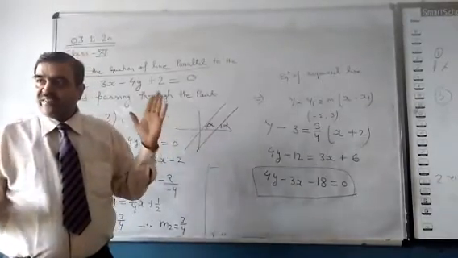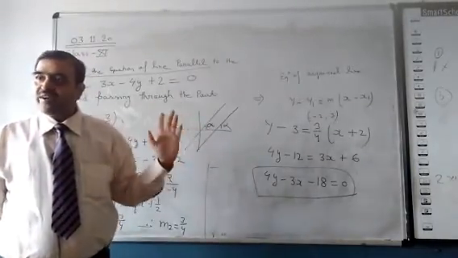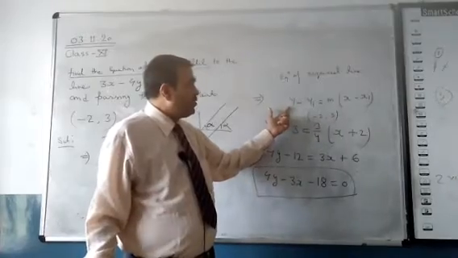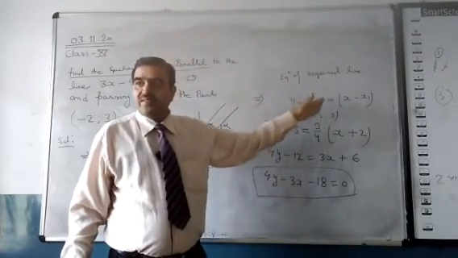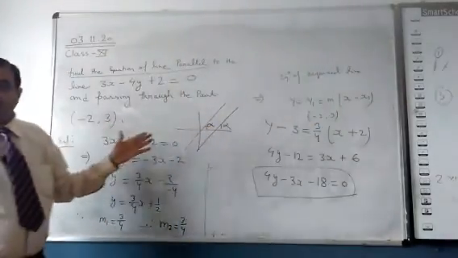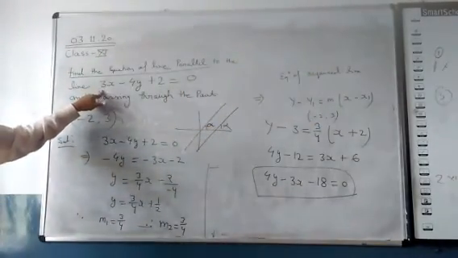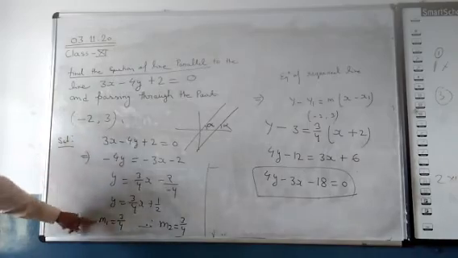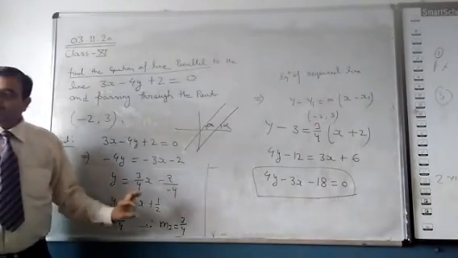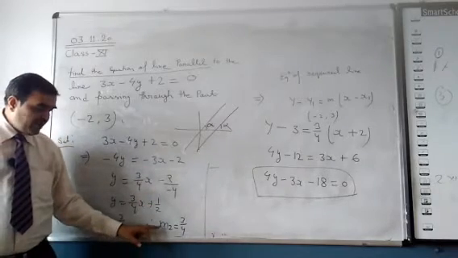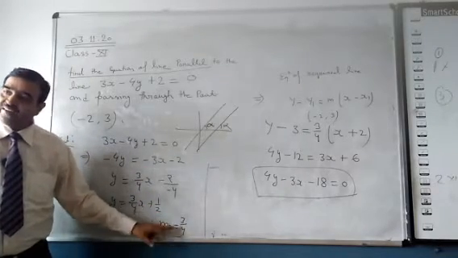We know that the equation of a line passes through one point, and the slope of this line will be the same as the slope of the given line. The slope of the given line m1 is equal to 3 by 4. Therefore the slope of the required line, m2, will also be 3 by 4.